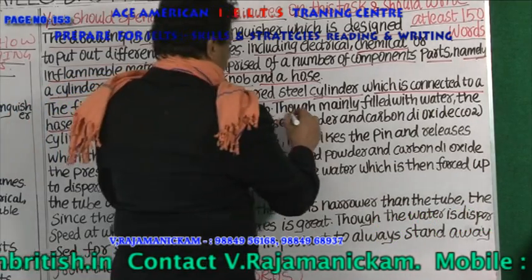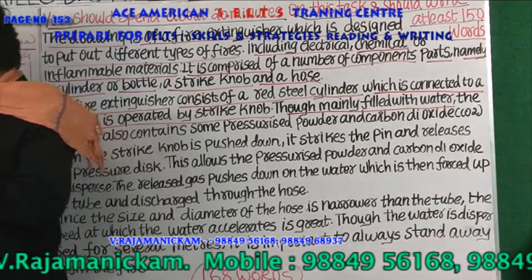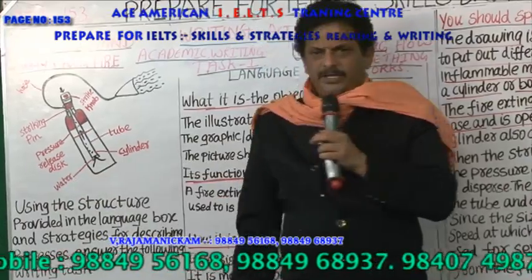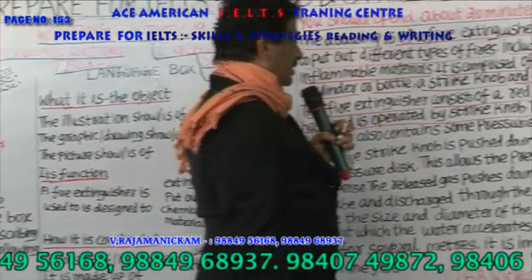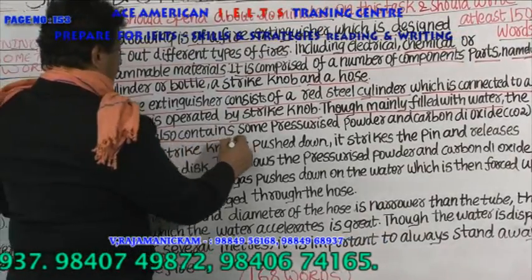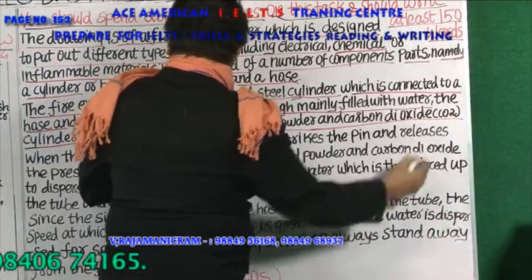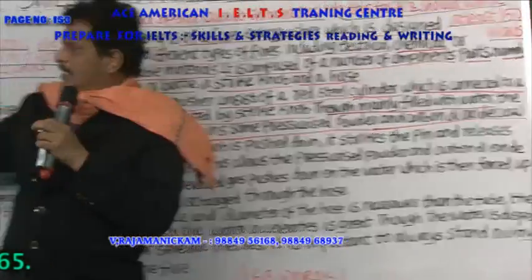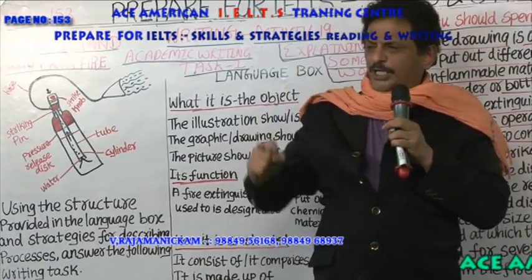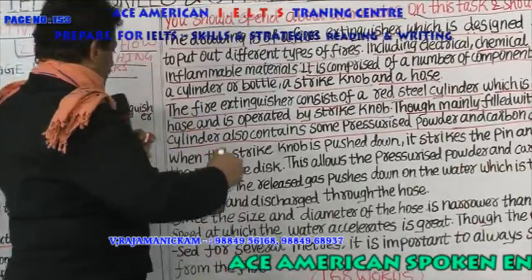The cylinder is mainly filled with water. The cylinder is fully filled with water. See, water is here. We have marked the word water. The cylinder also contains some pressurized powder and carbon dioxide. So, what does the cylinder also contain? Some pressurized powder and carbon dioxide. Got it, sir? Right.